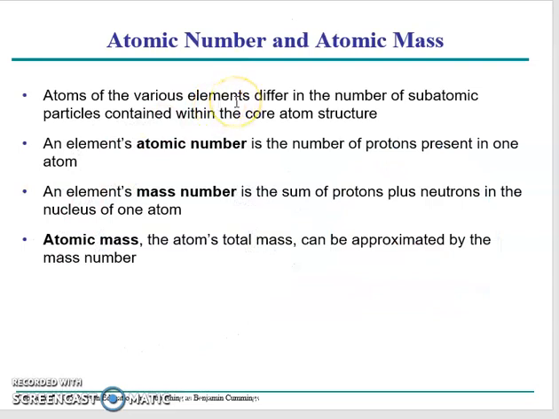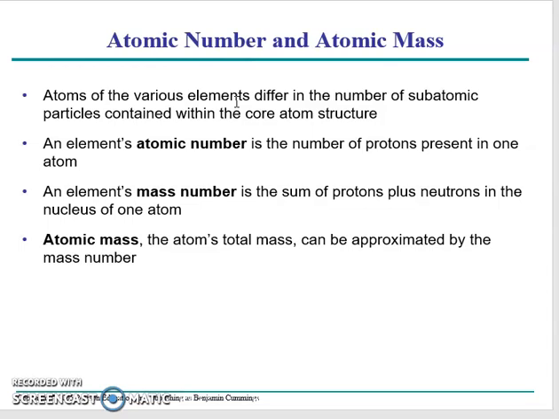Okay, so the atomic number and the atomic mass are actually pretty often confused, right? So atoms of the various elements differ in the structure of subatomic particles. Those are the ones in the nucleus that add to the mass, as I said before. So an element's atomic number is the number of protons present in one atom. Okay, so that's just the protons, half the mass really, or even less sometimes, or maybe a little bit more. But that's just counting the protons, because protons can vary.